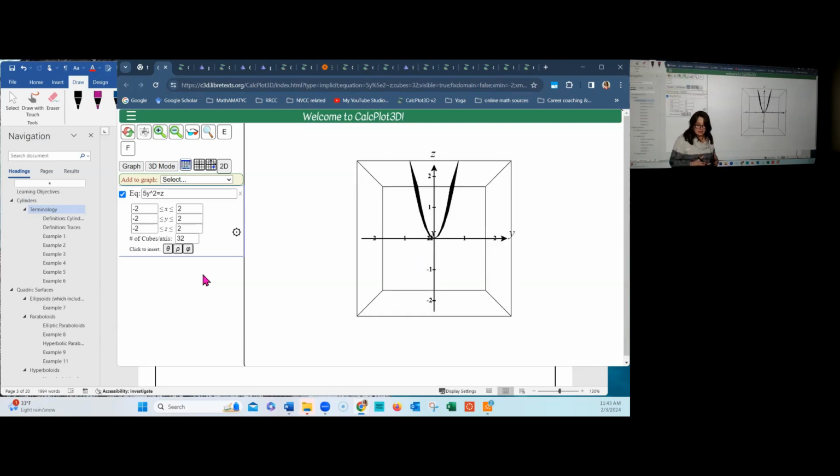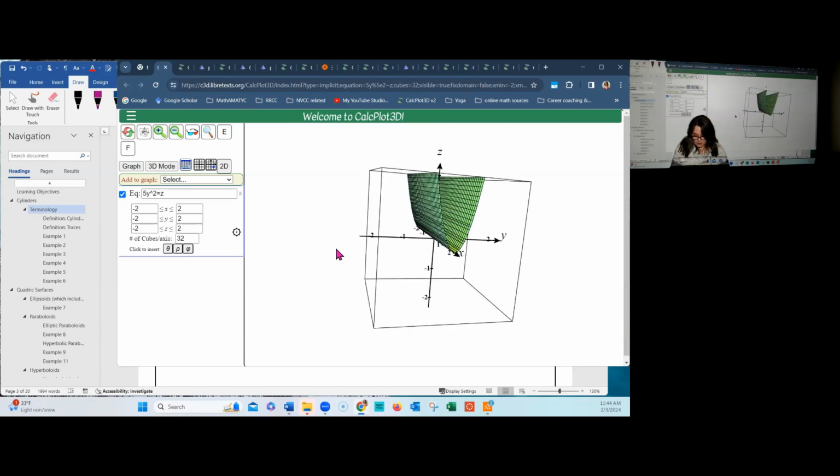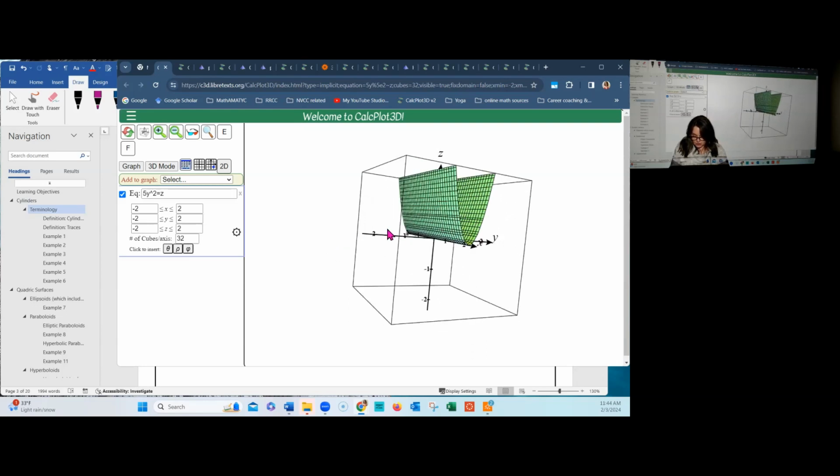And now you can see that, well, yes, 5y squared equals z would be the graph of an upward opening parabola in the YZ plane. And then it's being pulled along lines called rulings that are parallel to the x-axis. So these rulings are running this direction.